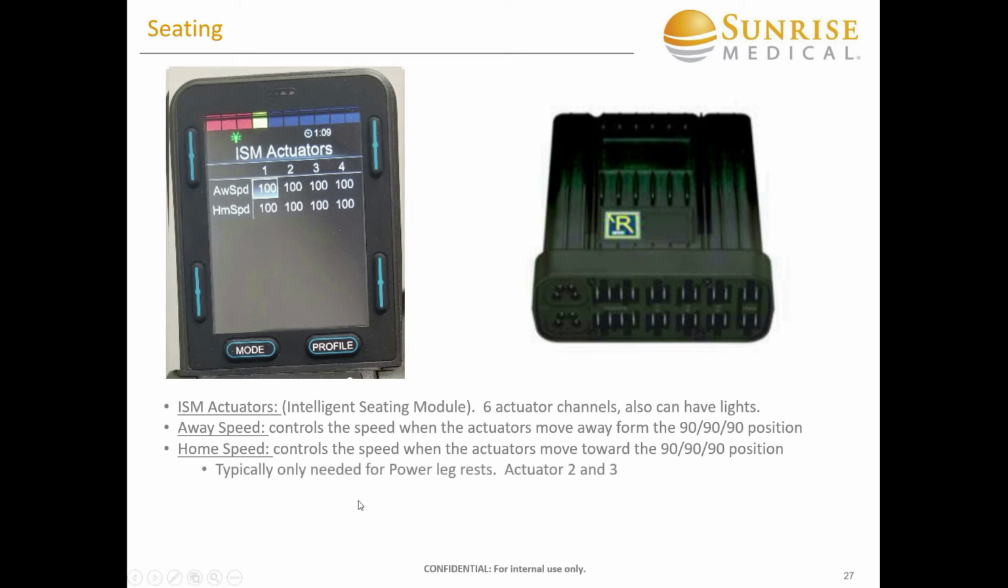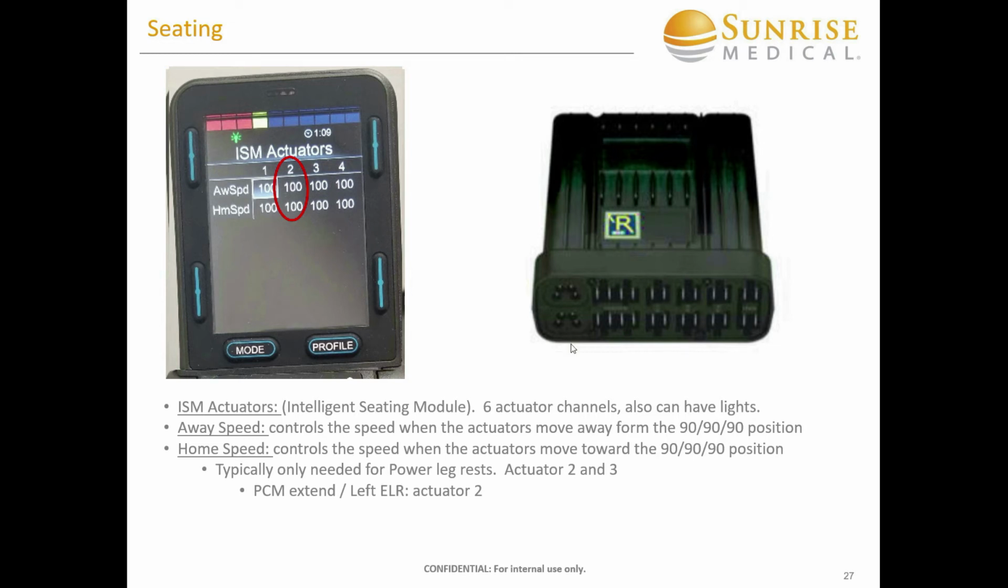Now, you're only going to really look at 2 of these actuators that you might want to change, and that may be actuator number 2 and actuator number 3. That is in the case of when you're using a power center mount or power ELRs, because those 2 run together when you're elevating the leg rest. You may need to adjust those so that they run in sequence and not one slower than the other.